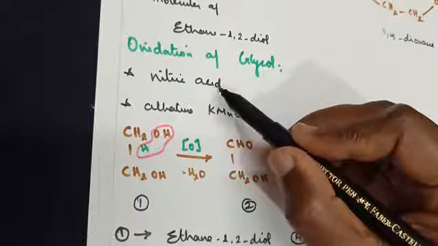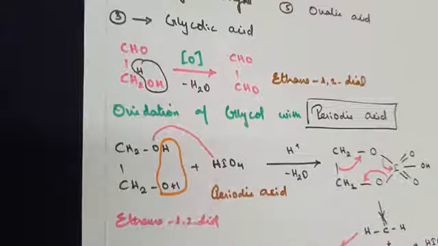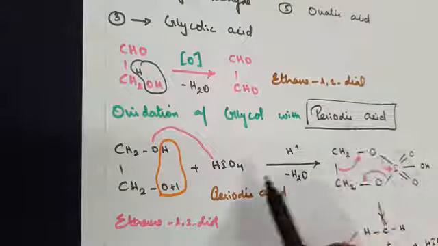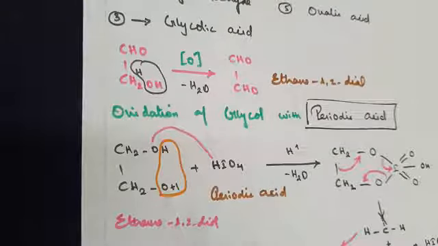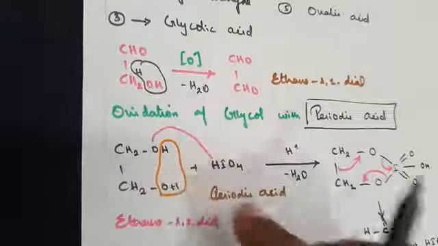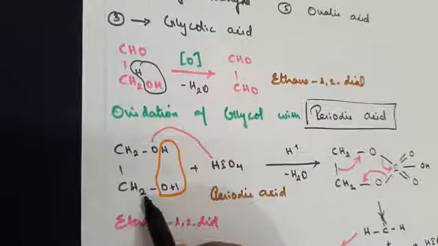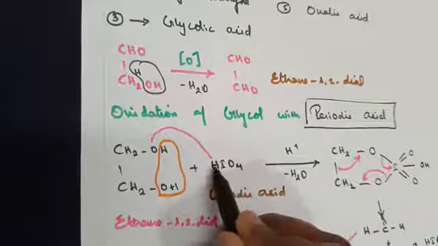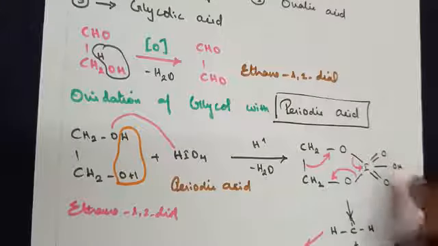Periodic, 2 types of oxidation. One making use of oxidizing agent nitric acid or alkaline KMnO4. The other one with periodic acid, a very simple reaction. Ethane 1,2 diol. Periodic acid molecular formula is HIO4. When you treat in the presence of H plus ion, water molecule is lost. So you know that either you can show OH from here and H, or OH and H, anything, water molecule is lost. Now we are left with CH2O and CH2. This oxygen combines with a hydrogen. That does not go out. It forms a hydroxyl group here.